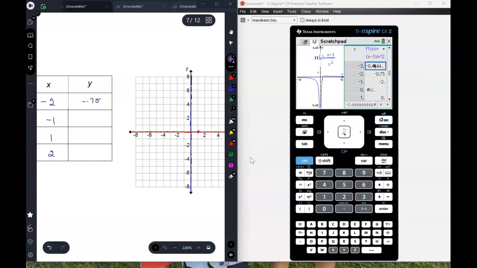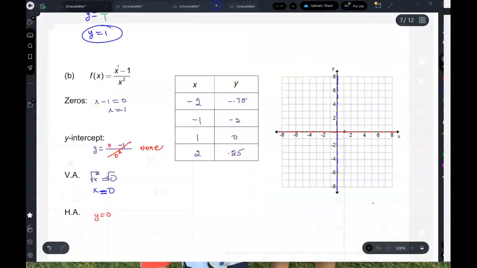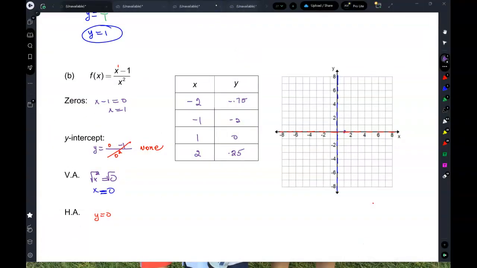Okay, so -2 is -0.75. -1 is -2. 1 is 0. And what's 2? 0.25. Super close over there. Okay, now I go over this way and down.